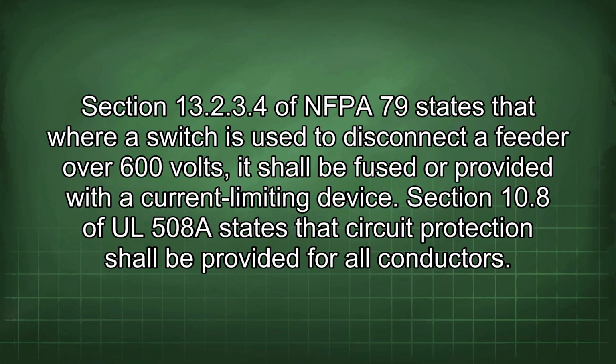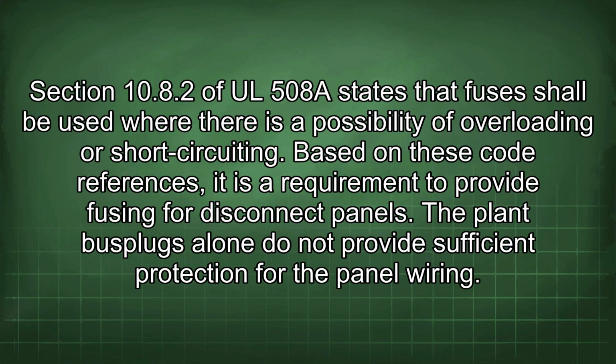Section 10.8 of UL 508 states that circuit protection shall be provided for all conductors. Section 10.82 of UL 508 states that fuses shall be used where there is a possibility of overloading or short-circuiting. Based on these code references, it is a requirement to provide fusing for disconnect panels. The plant bus plugs alone do not provide sufficient protection for the panel wiring.